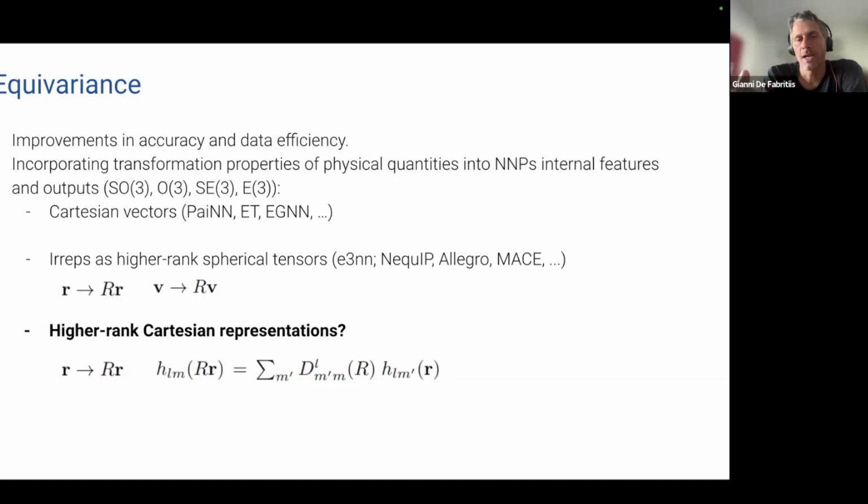This is not only valid for order 1 vectors. We also have the same kind of equivariance for higher order vectors. And are you there, by the way? I think I lost you.